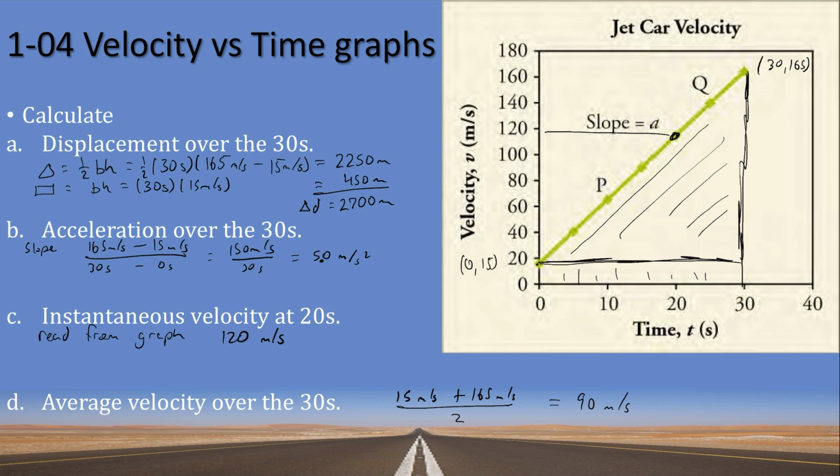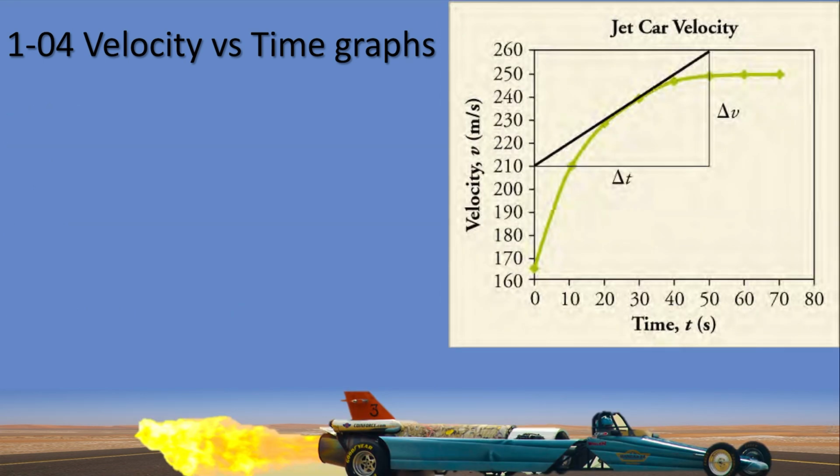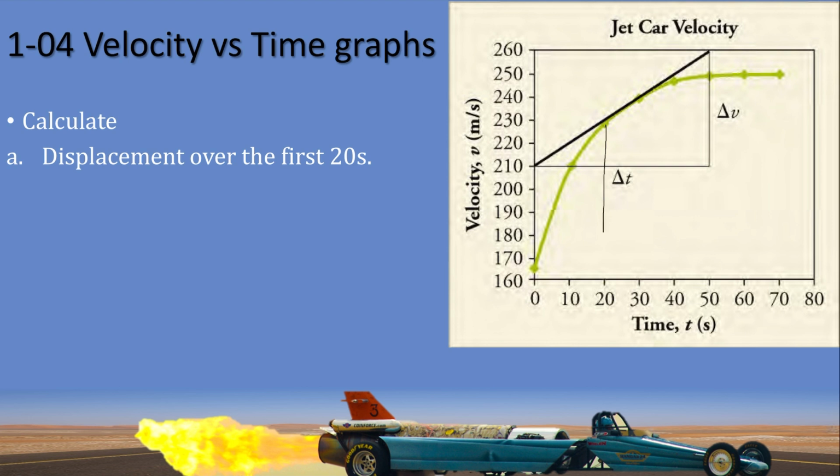Now our graph is curved. Let's see, how would you do this that way? Find the displacement over the first 20 seconds. All right, so let's draw it. So there's 20. There's 10. So we've got a triangle approximately up there, a rectangle, another triangle approximately, and another rectangle.